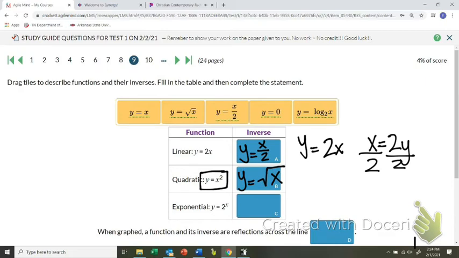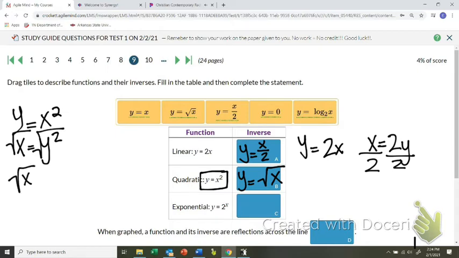So just like before, y equals x squared. Swap the x and the y. To get rid of a square, you take the square root. So the square root of x is now the inverse. Okay?